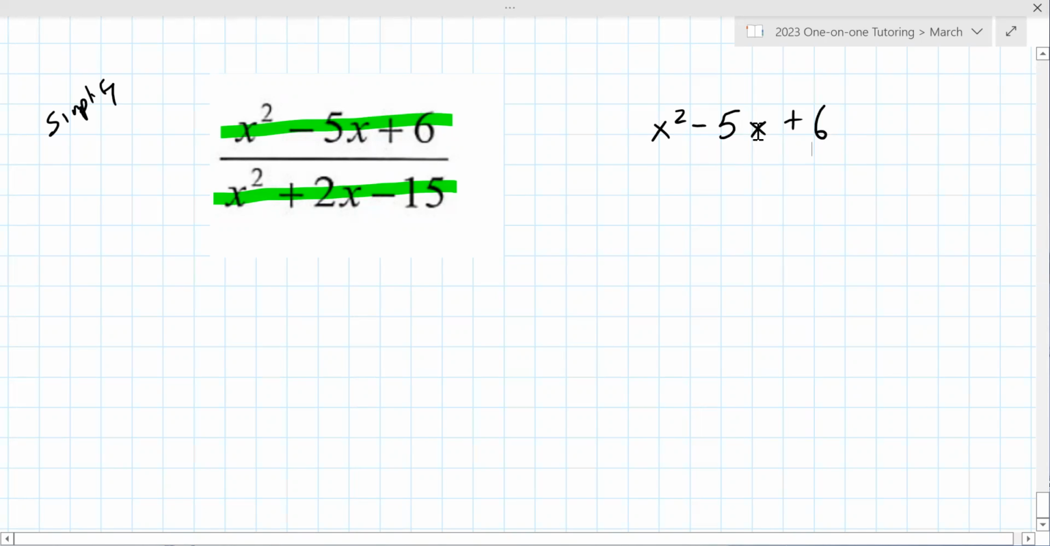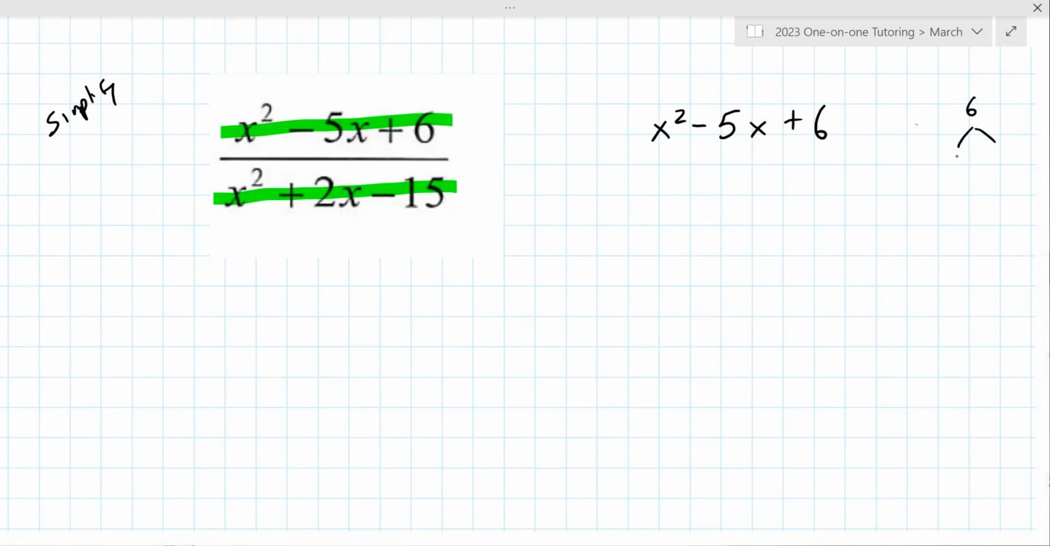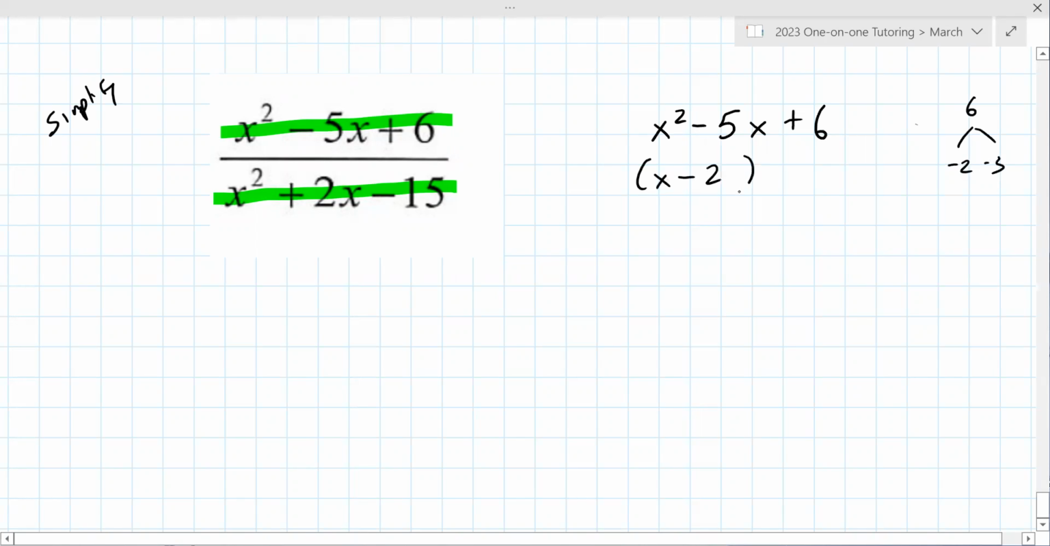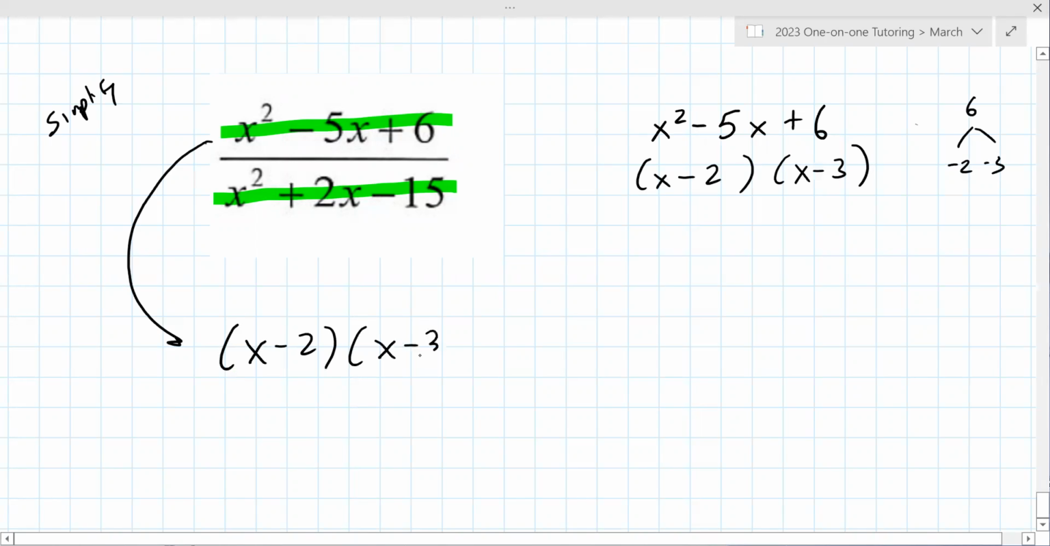1 and -6? So they're both negative, because only one's negative. Yes. So, -3 and -2. Yeah. So this becomes x minus 2, x minus 3. So the numerator becomes x minus 2, x minus 3. Is that clear?